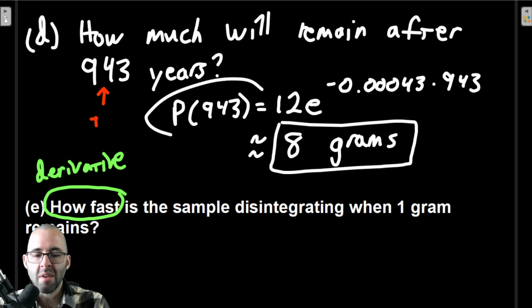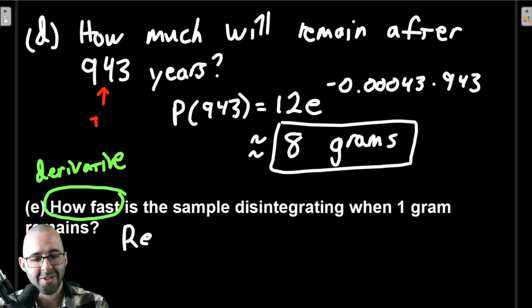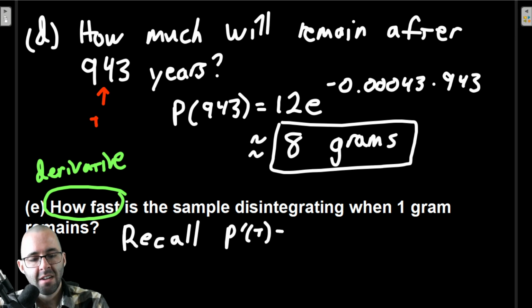So we could find the derivative here, or we could go back to the differential equation. Remember that P prime of t was equal to negative lambda times P. So we're looking for how fast it is decaying. This is what we're looking for, when 1 gram remains.